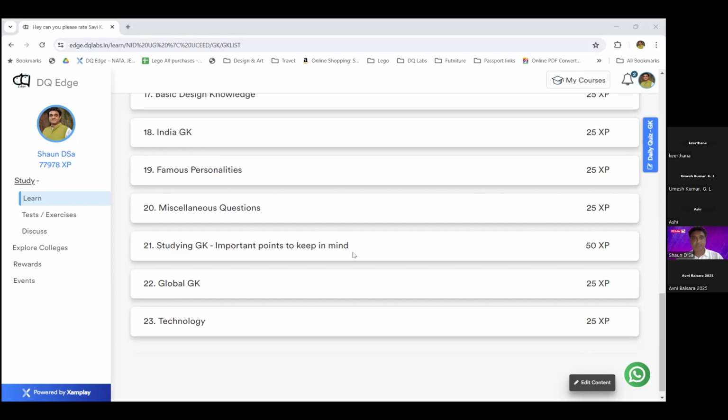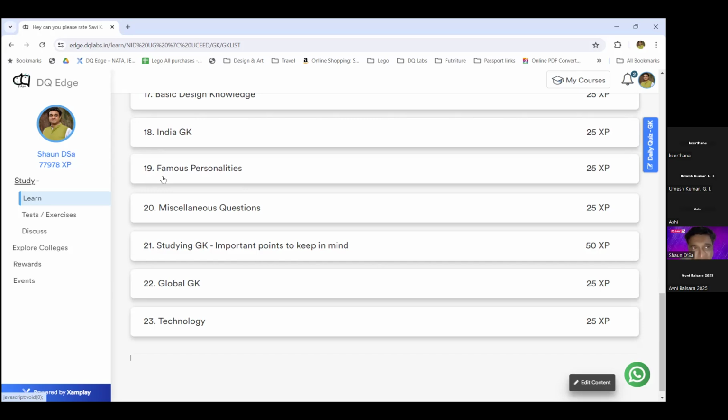Sir, NID and UCEED GK are very distant. NID is organic, and in UCEED it's mechanism based. Like in past years, how they used to cut the nut cutter and which mechanism was relevant. So how are we going to cope with that type of question, because there is no source for learning that? Sorry, could you repeat that, Avni?